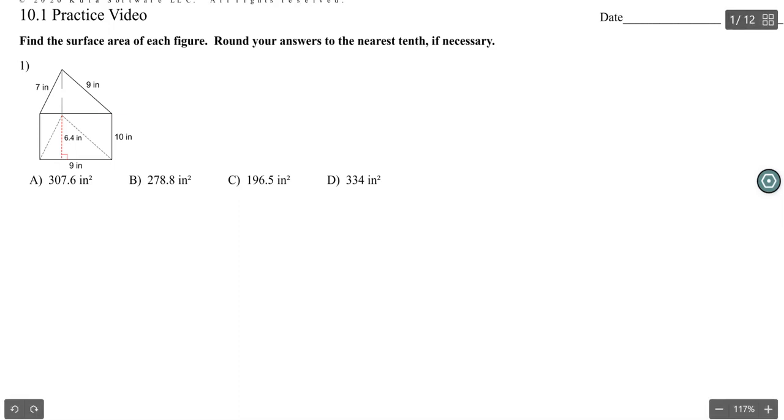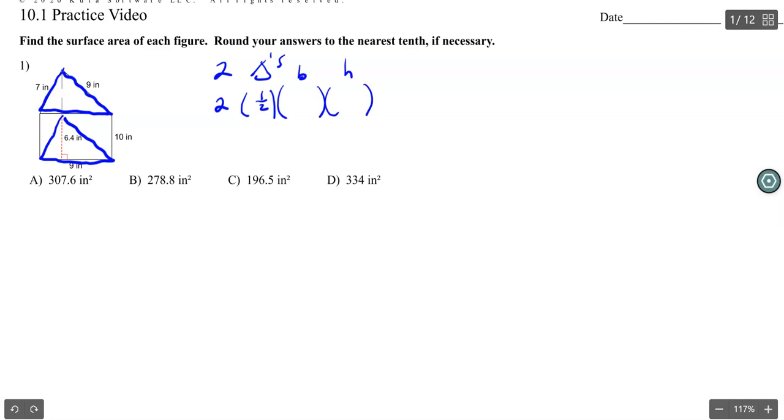I'm going to focus on the first thing, which is the two bases. This is a prism, and it's got two bases that are parallel to each other, and they're the same exact size. It's basically this triangle right here, the ceiling and the floor. So I know that I have two triangles. The formula for a triangle is 1/2 base times height. So I have 2 times 1/2, and now I've got to bust out the base and the height.